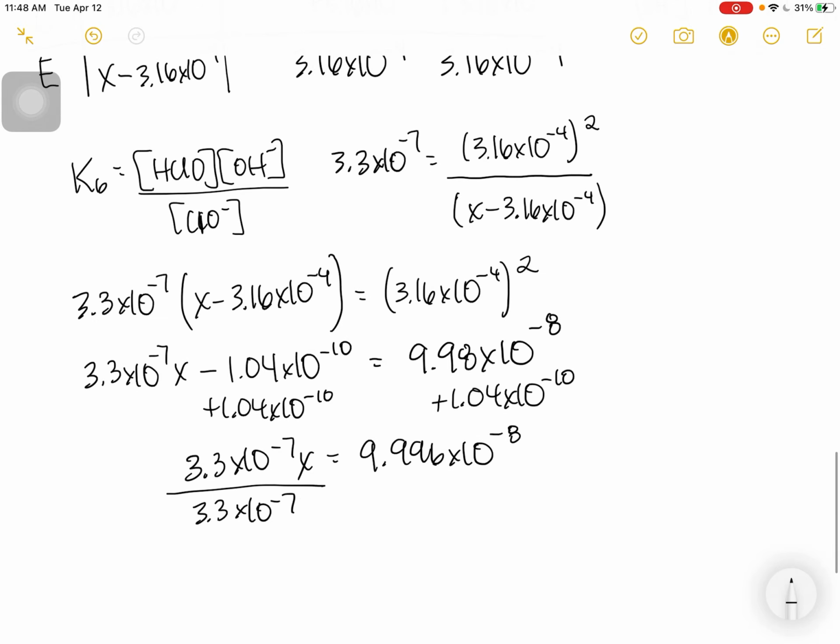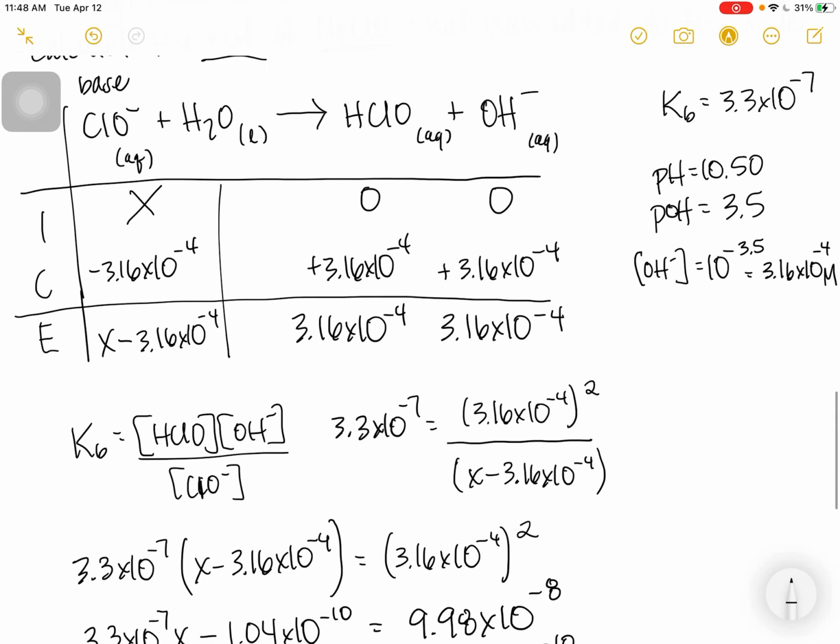And then divide by, oh my gosh, divide by 3.3 times 10 to the negative 7. And x comes out to be a pretty nice number here, 0.3. Okay, which is a molarity. And go back to your ice chart, that is the initial molarity of the ion that we're looking for.